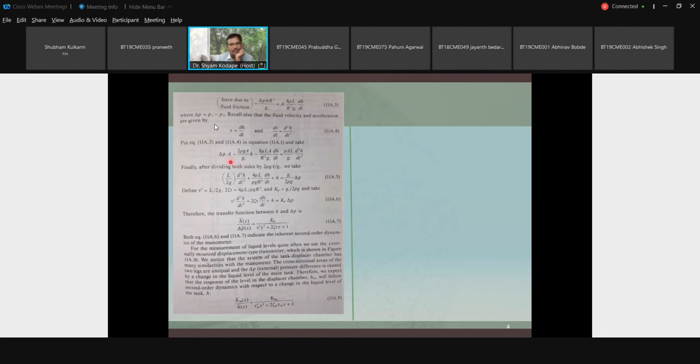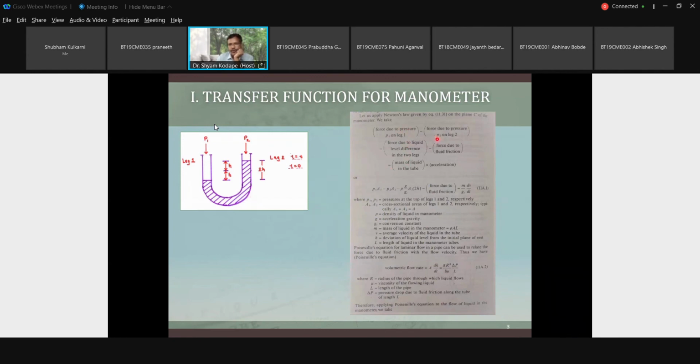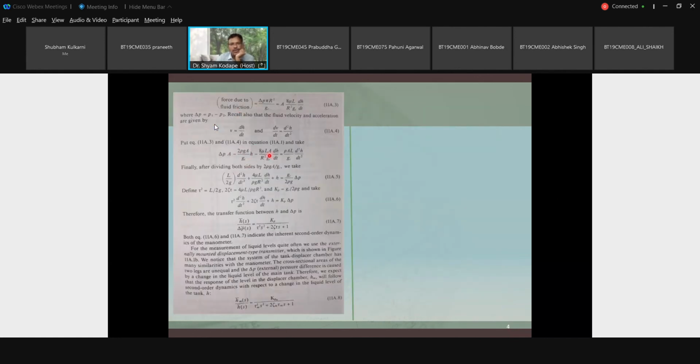in the force balance equations, so delta p. A1 is equal to A2 is equal to A, so p1 minus p2 will be delta p, into A minus force due to it. See, p1 minus p2 into A, A1 and A2 are equal, it is A. Okay, this third terminology is force due to liquid level difference. This fourth terminology is nothing but the force due to fluid friction, 4 mu L.